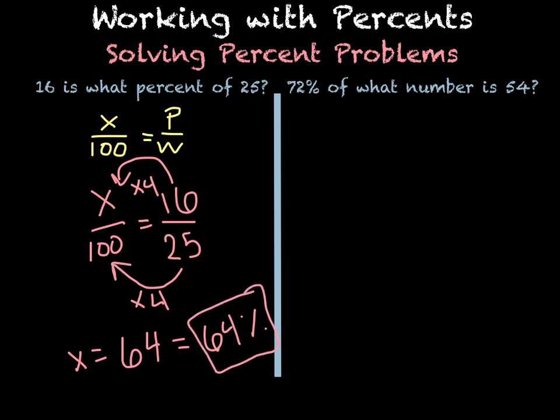So on the other one over here, we're going to set up the same thing. And we're just going to use the information that they give us to solve. So we have 72% of what number is 54. So the 72%. Remember, your percent always goes over 100. So we're going to put it over 100 like this. And then 72% of what number is 54?